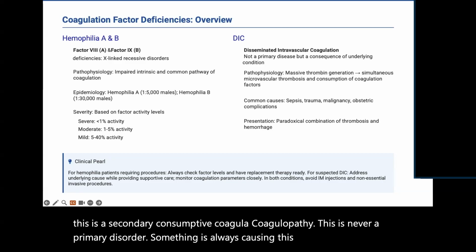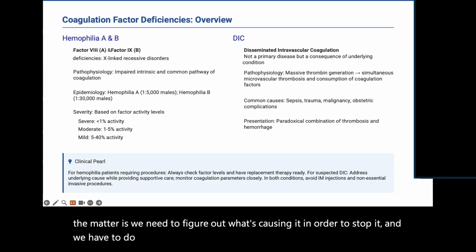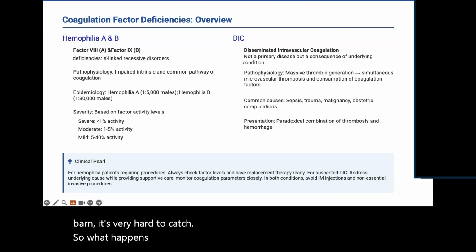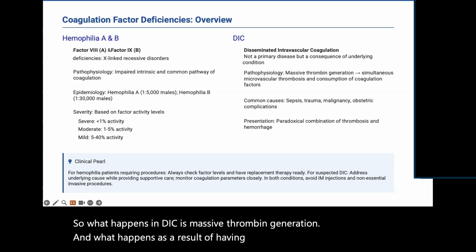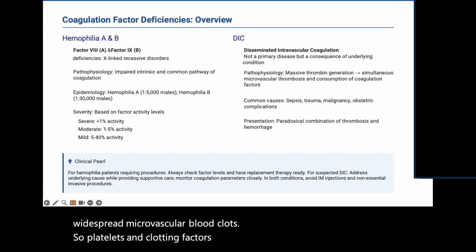The fact of the matter is we need to figure out what's causing it in order to stop it, and we have to do it in the nick of time because once this horse has left the barn, it's very hard to catch. So what happens in DIC is massive thrombin generation. And what happens as a result is widespread microvascular blood clots.